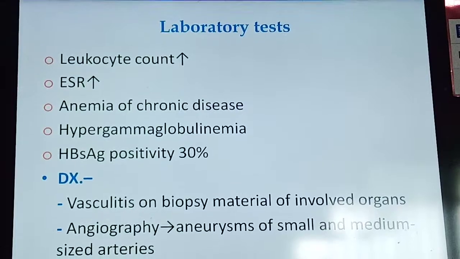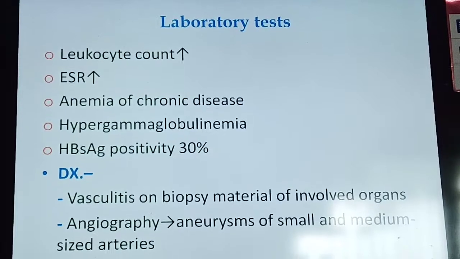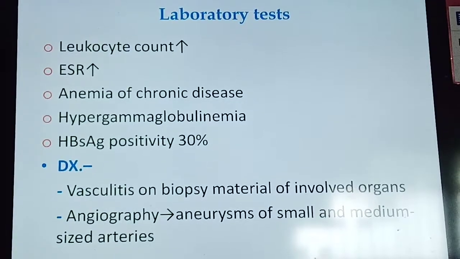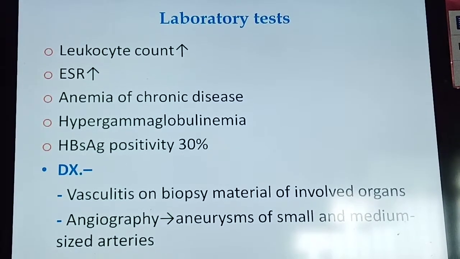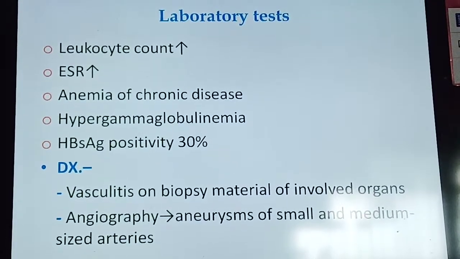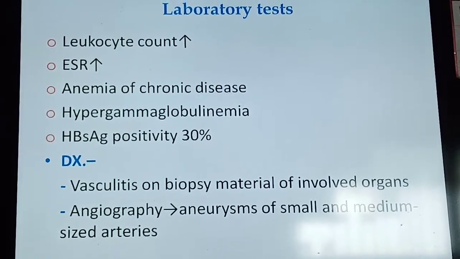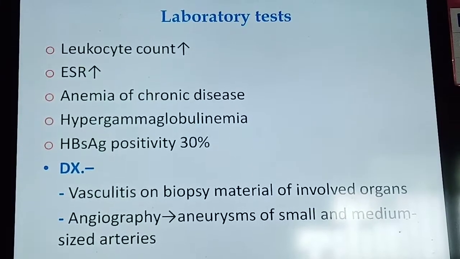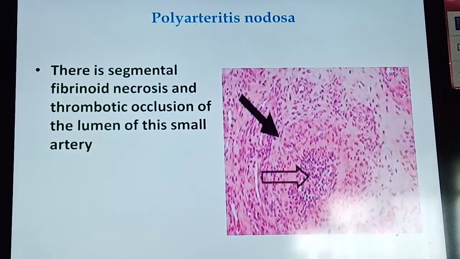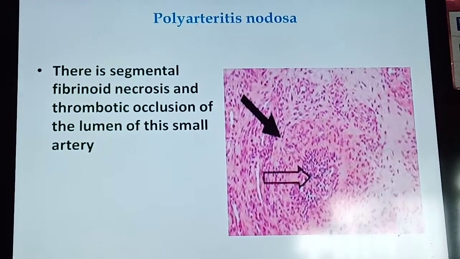In laboratory investigation, there is an increased leukocyte count, so there is leukocytosis, increased ESR, and anemia of chronic disease, like normocytic normochromic anemia. There is hypergammaglobulinemia, and 10 to 30% of cases show HBsAg positivity. It is usually diagnosed by vasculitis on biopsy material of the involved organ. In angiographic study, aneurysms of small and medium-sized arteries are usually seen. This is the histopathological picture of PAN: segmental fibrinoid necrosis and thrombotic coagulation of the lumen of this small artery.